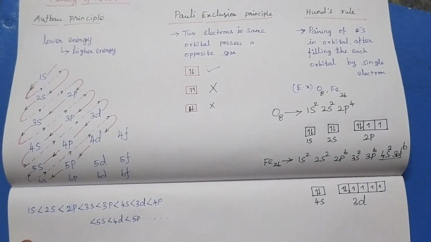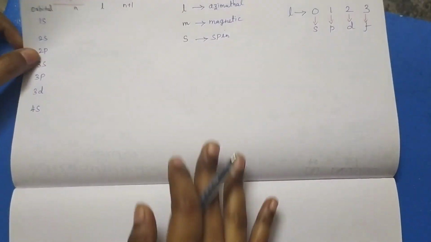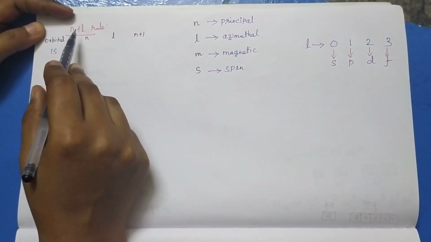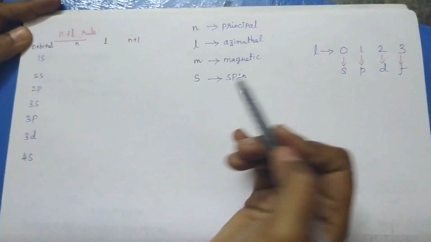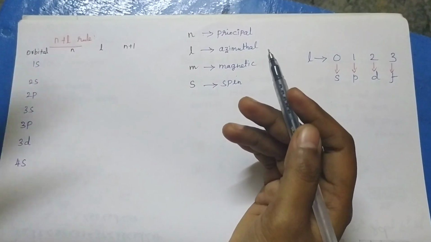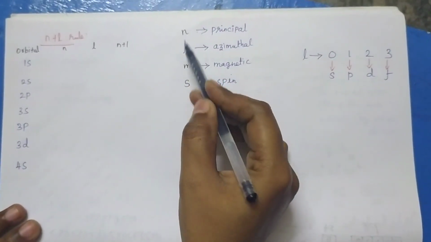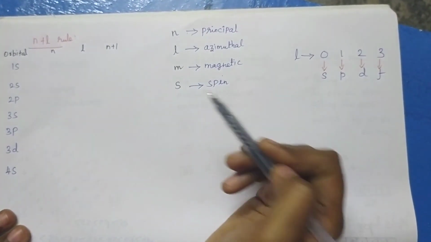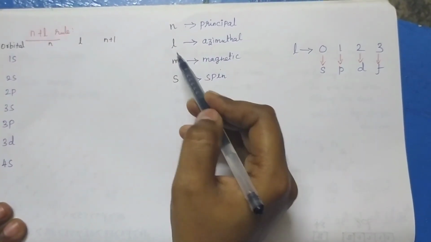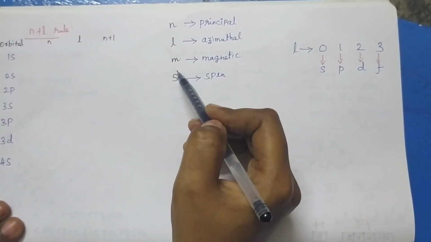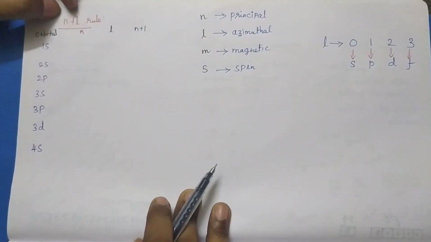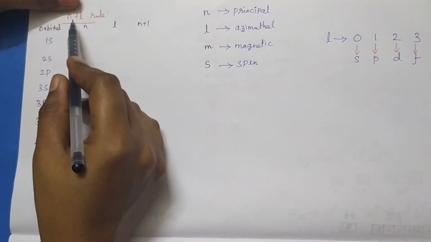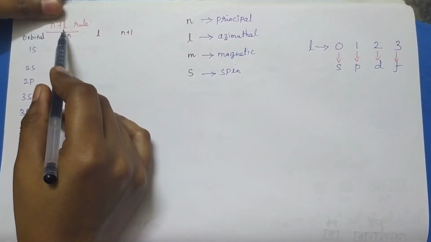We can explain that on the basis of the n plus l rule, which we are going to see. Before talking about the n plus l rule, you should know what n and l are. They are nothing but quantum numbers. We have studied the 4 quantum numbers. What are they? n, l, m, s. n means the principal quantum number, l the azimuthal quantum number, m the magnetic quantum number, and s the spin quantum number. Here we are going to take n and l only.